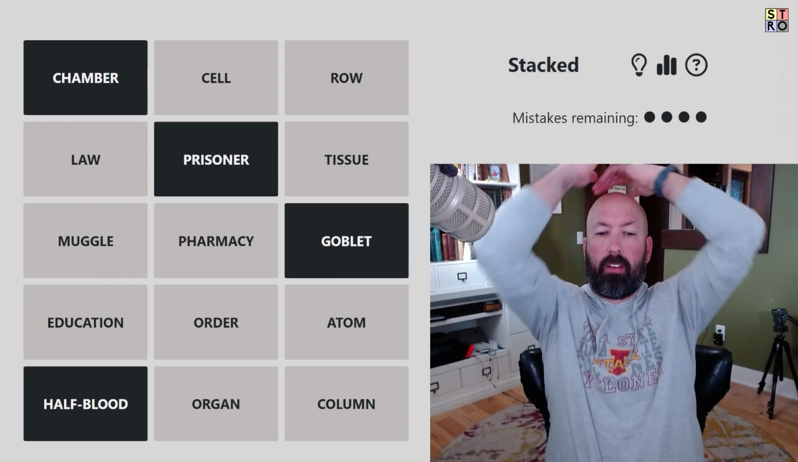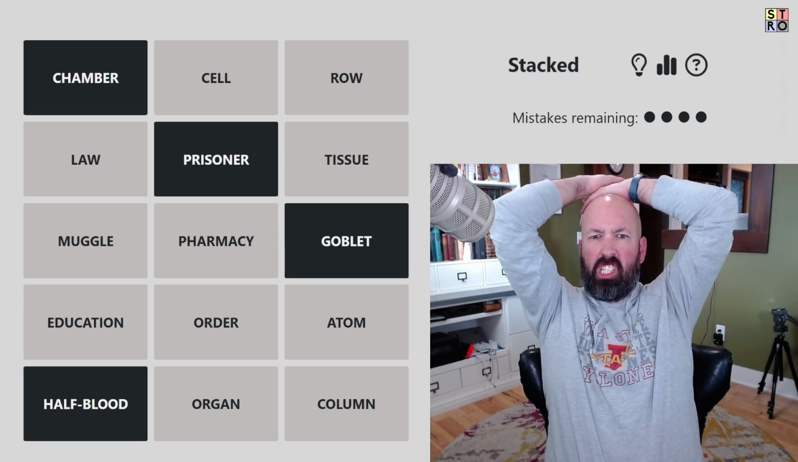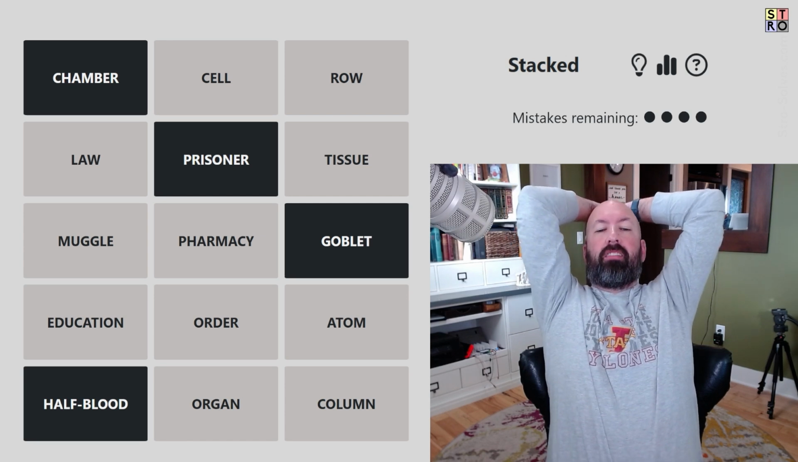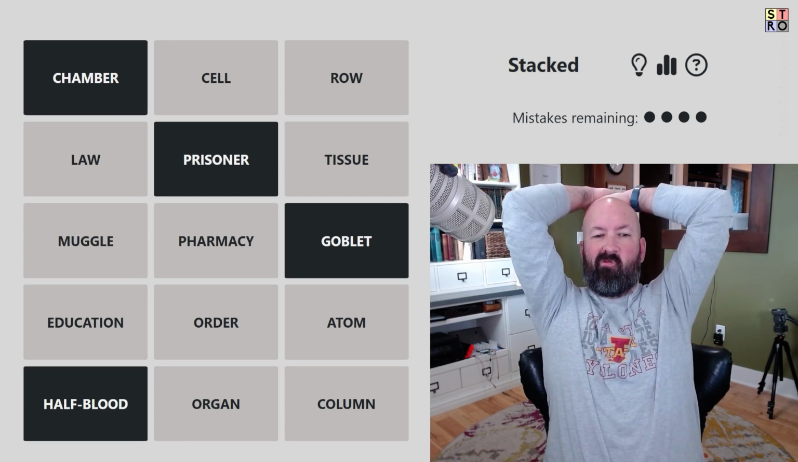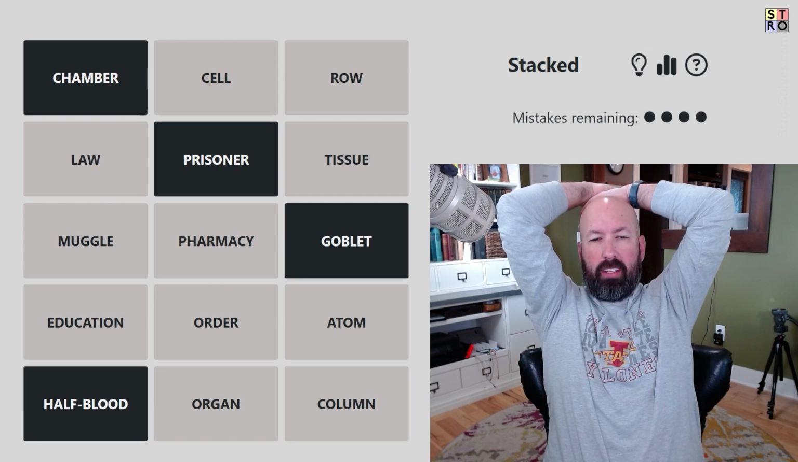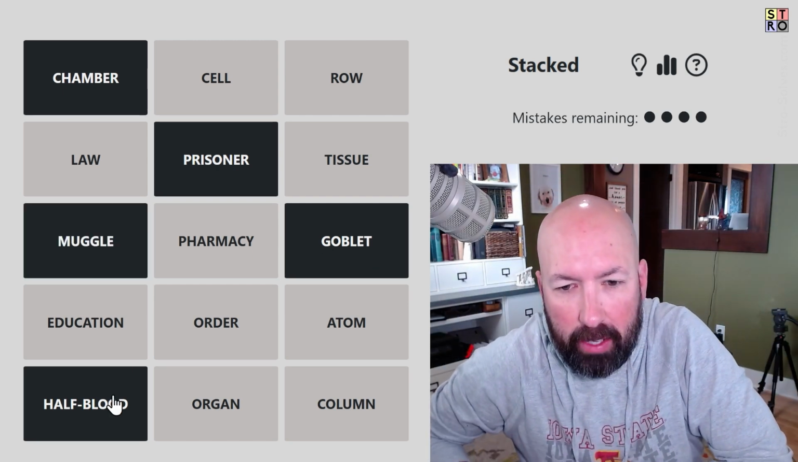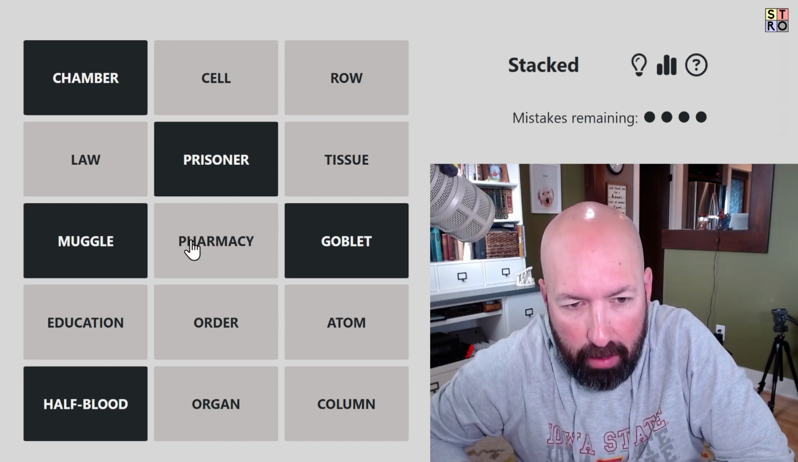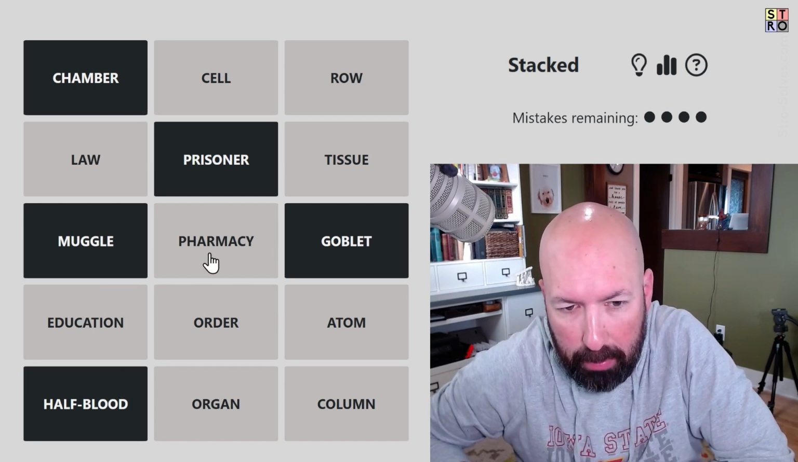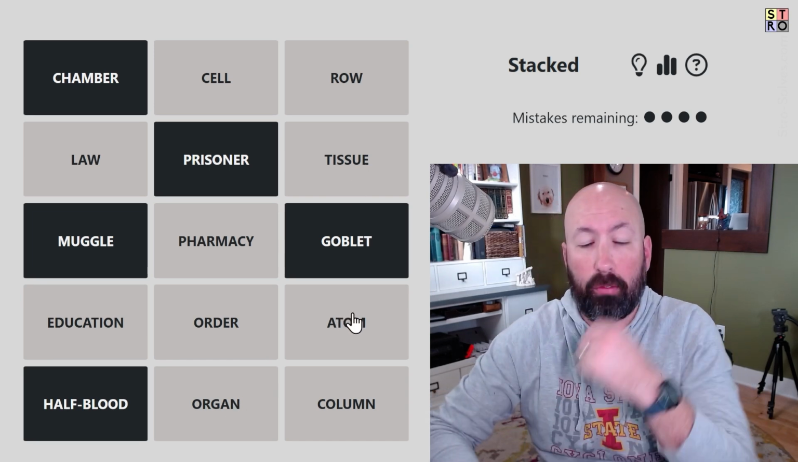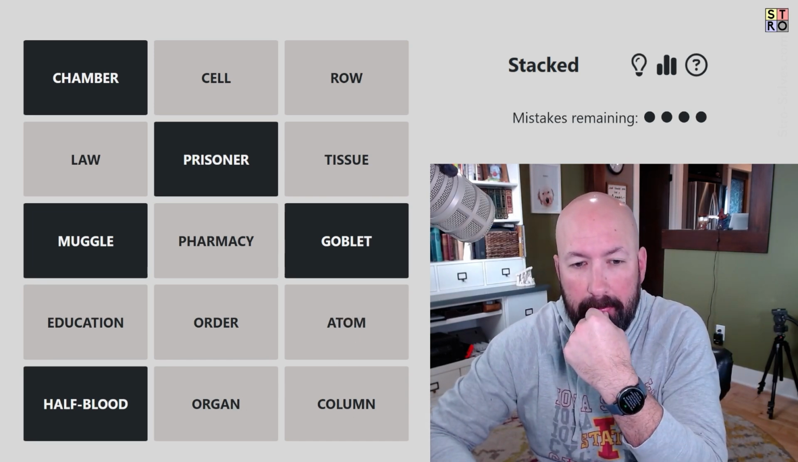Is there a goblet of fire? I want to say Goblet of Fire. Is there one that's a muggle something, though? I mean, what else would muggle go with if it's not that? That could be our group of five. Okay. And so then law, pharmacy, education could be areas of study. Cell, row, column, and order would be a group of four. And then we'd have organ and tissue for a group of three and atom for a group of one. I'm going to try that.